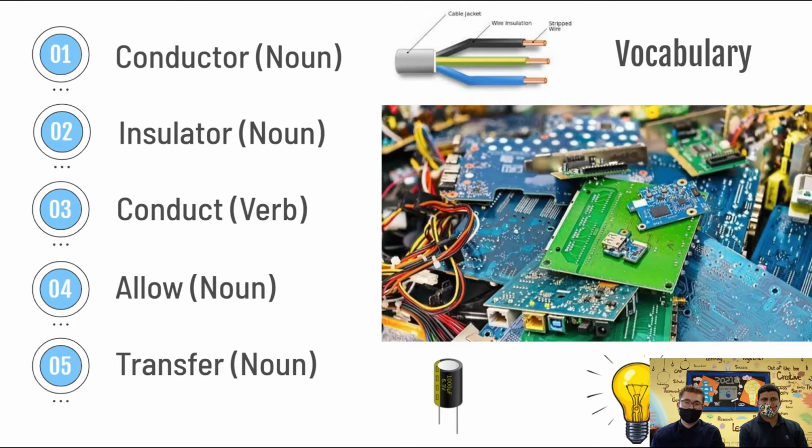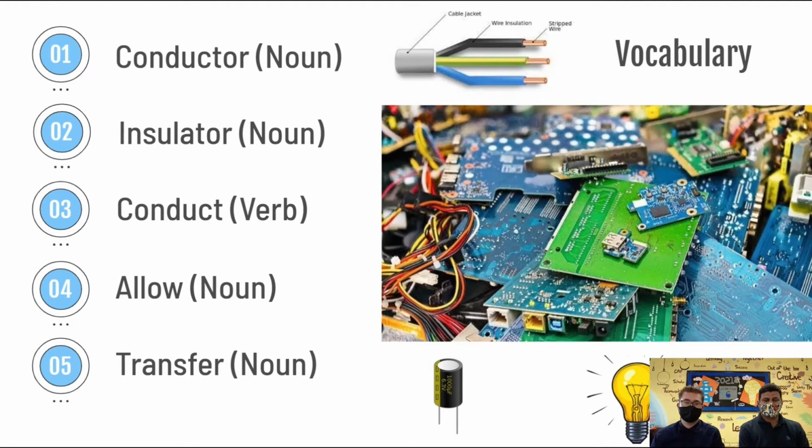Okay, the first word for vocabulary is conductor. So this is the material which allows electricity to flow. We showed you in the slide the metals, copper, silver, gold, they're all conductors. Okay. The second one is insulator.